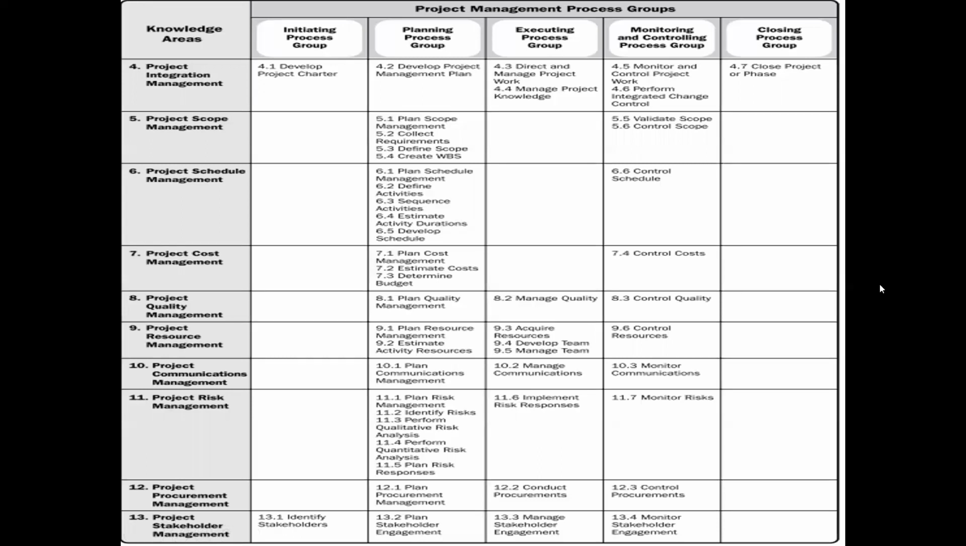Here you can see we have 5 project management process groups: initiation, planning, execution, monitoring and controlling, and closing. And then we have 10 knowledge areas, starting from project integration management, project scope management, project schedule management, project cost management, then project quality management, project resource management, and then communication management, risk management, procurement management, and stakeholder management.